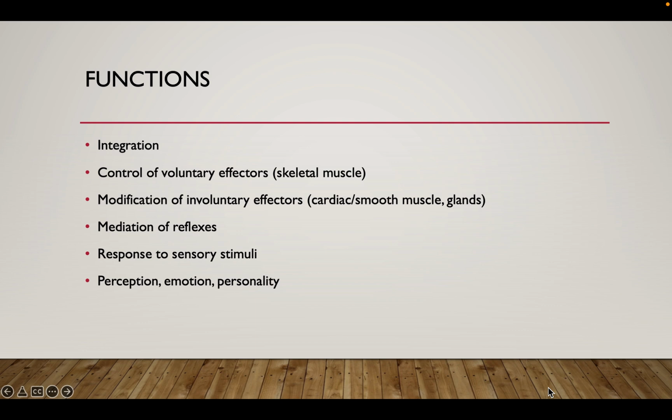And so with integration, we'll start with integration. The nervous system links different parts of our body together. It links together different other anatomical systems. So you can think of things like the muscular system and skeletal system, endocrine system. They're all connected in some way or another via the nervous system.